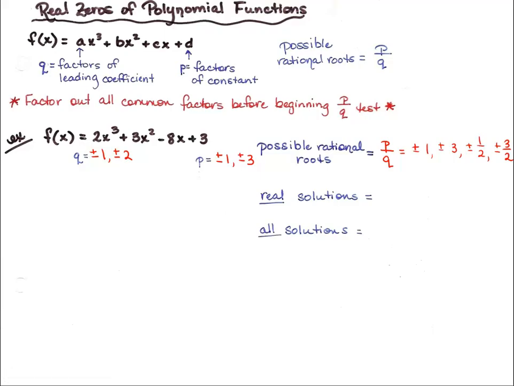Now, are there going to be 8 solutions to this polynomial? No, because it has a degree of 3. How many solutions does that mean it's going to have?